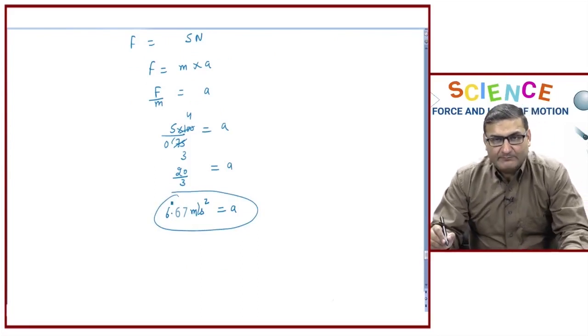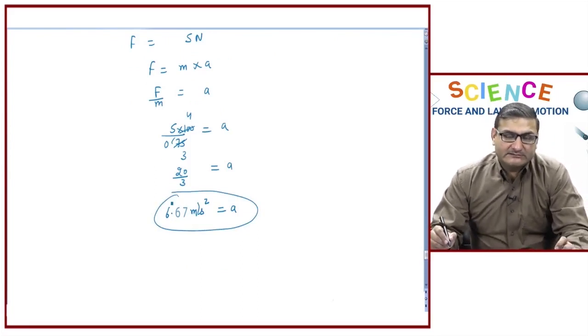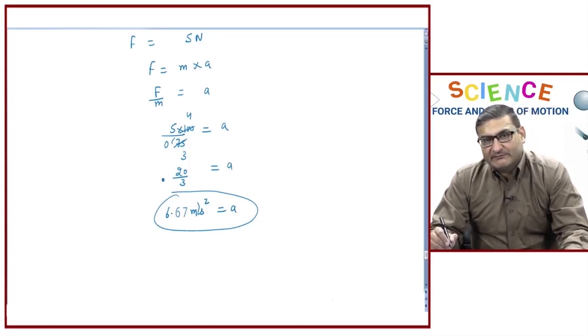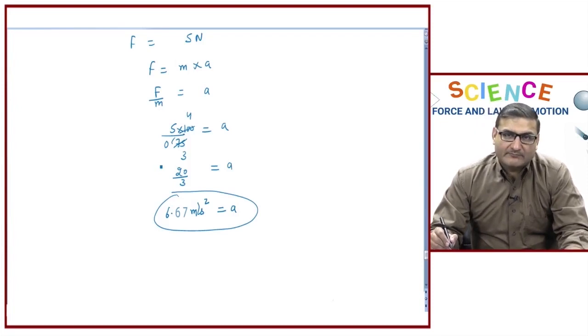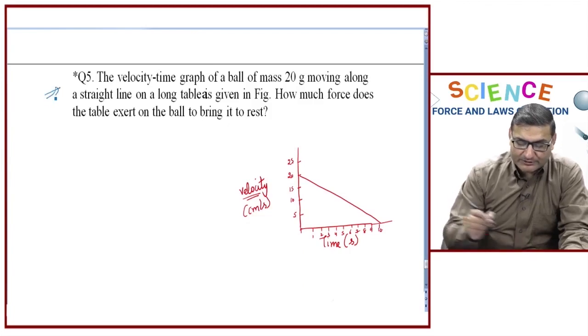So if I put together or combine both the masses and apply the same force of 5 Newton, then I will get an acceleration of 6.67 meter per second square. Got it? Clear? Understood? Now let us see another question.